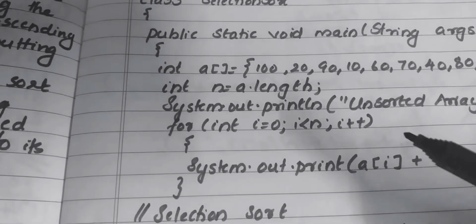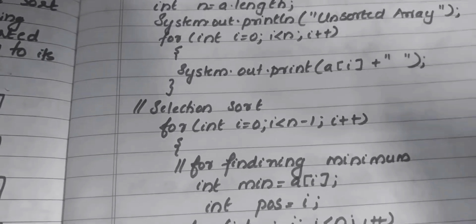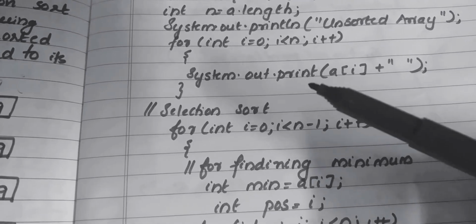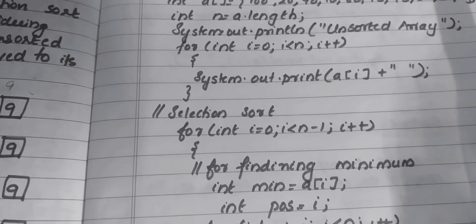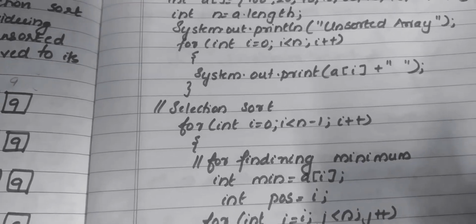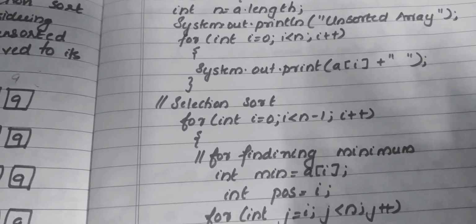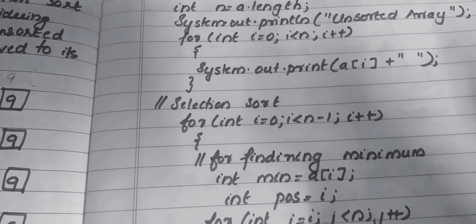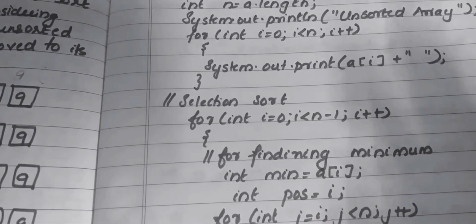So we printed the unsorted elements. The next thing is our selection sort process. We want to sort the elements according to the selection sort technique. For that we are using two for loops, an outer for loop and an inner for loop. The inner for loop is for finding the minimum element in the array, and the outer for loop is for swapping the elements. After finding the minimum element, we want to swap the elements' positions, isn't it? For that we are using the outer for loop.